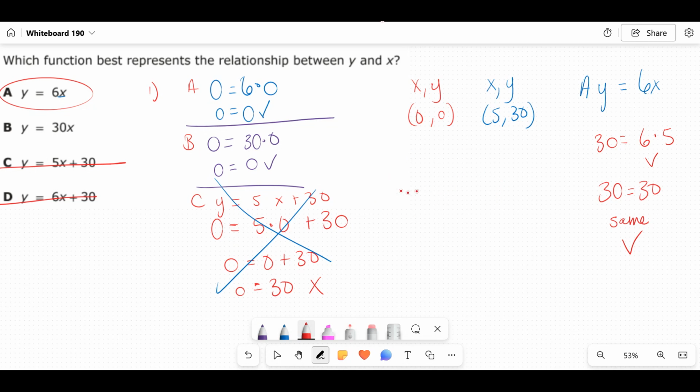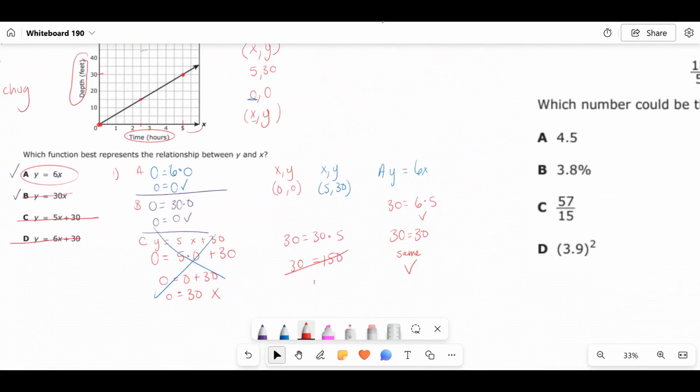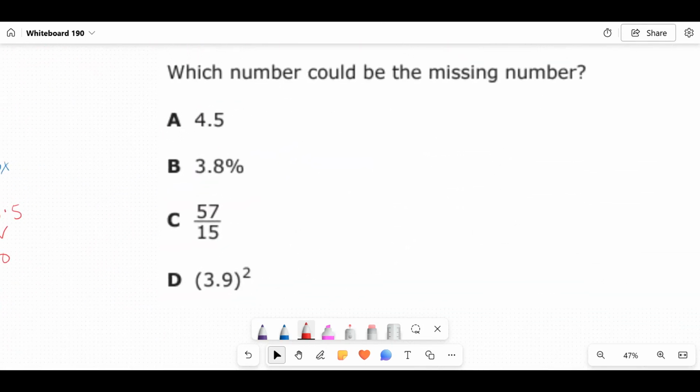If you're like me and you don't trust it, you're more than welcome to plug it in for B and say that 30 is equal to 30 times 5. 30 times 5 is 150. 30 is not 150, and that does not work. They are not the same. So B is not a good answer. So we have simply plugged in every single option and we found the one that works every single time. Let's try another one.